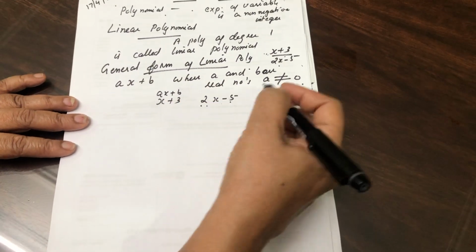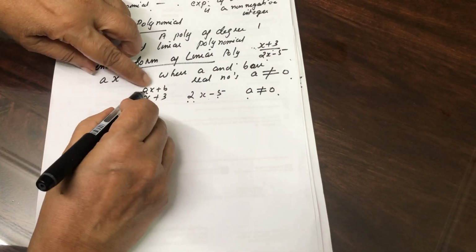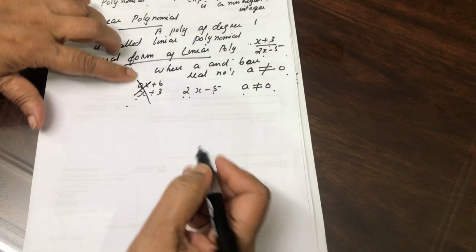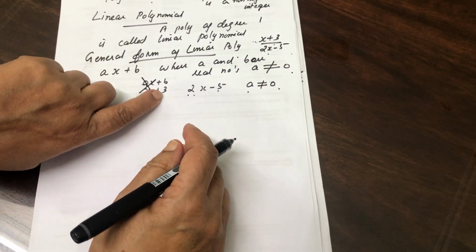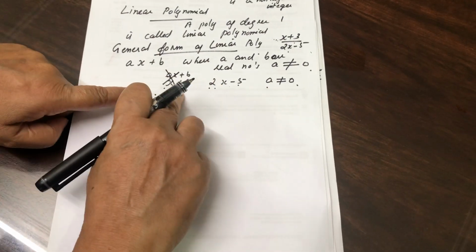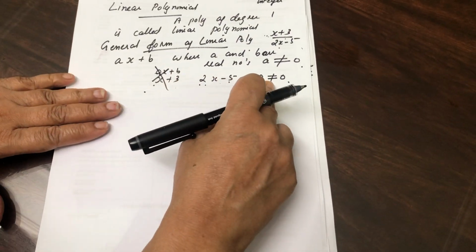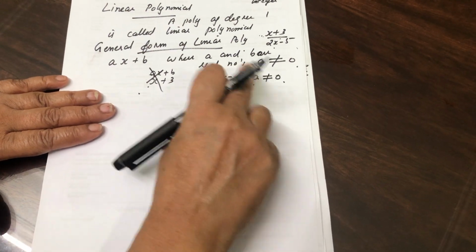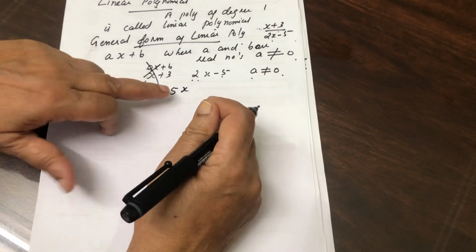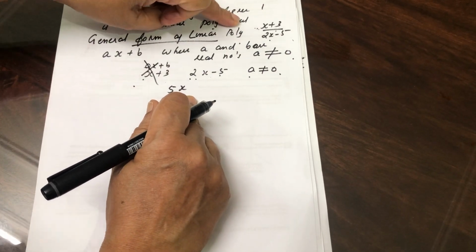In this case, a cannot be equal to 0. Why can a not be equal to 0? Suppose a becomes 0, then the ax term will vanish and there will be only a constant term. For a constant term, the degree is 0, therefore it cannot be a linear polynomial. But b can be 0, because you can take only 5x. For 5x also the degree is 1, so you can say it is a linear polynomial.